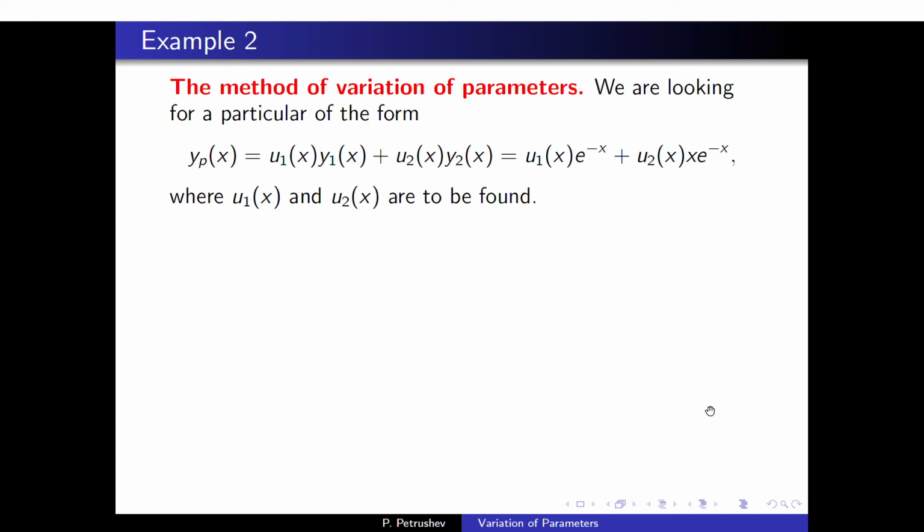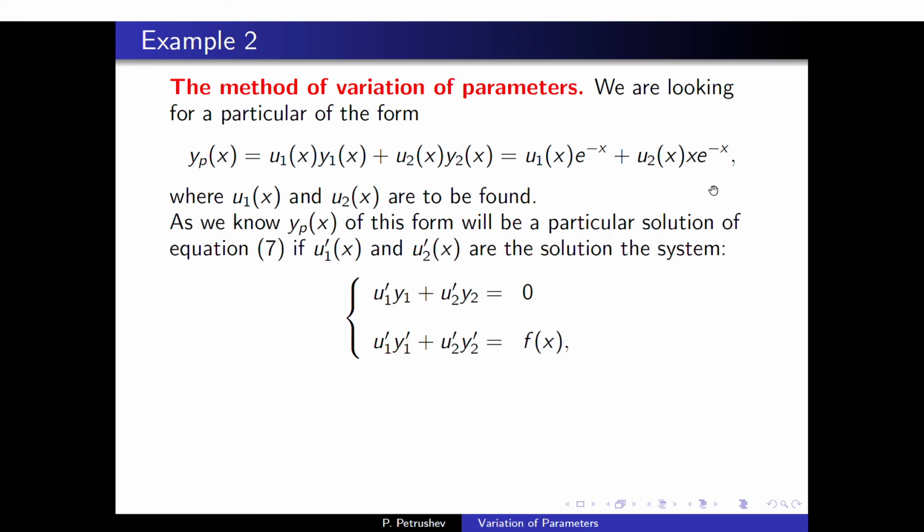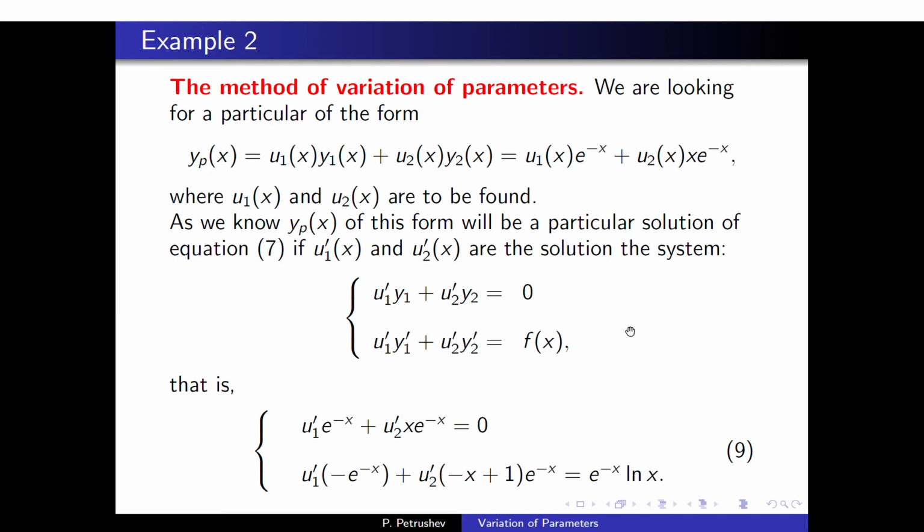Now I'm going to apply again the method of variation of parameters. We are looking for a solution of this form. In this particular case, this is this formula. Now we know that this function is going to be a solution of the non-homogeneous equation if u1 prime and u2 prime are the solution of this system. In the particular case that we consider, this system looks like this. Here is y1, y2, y1 prime, y2 prime.